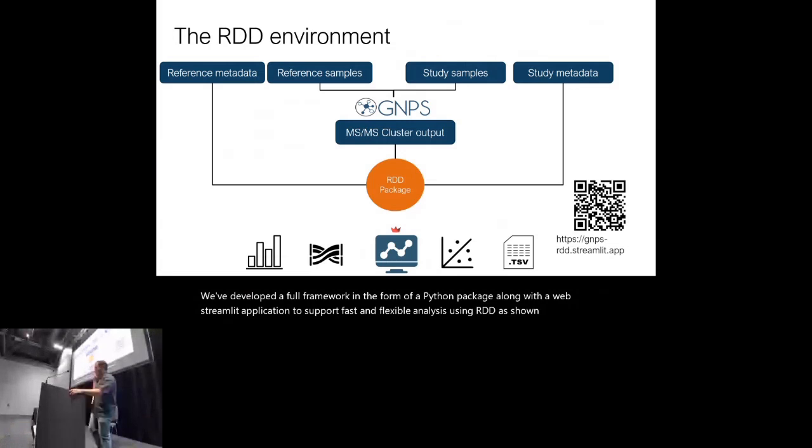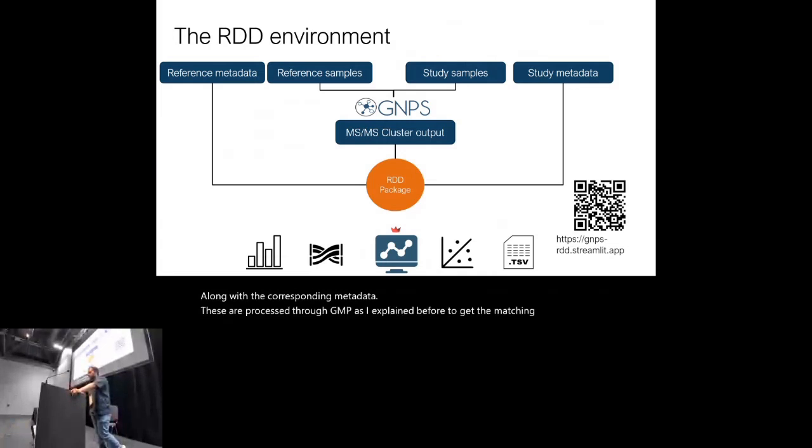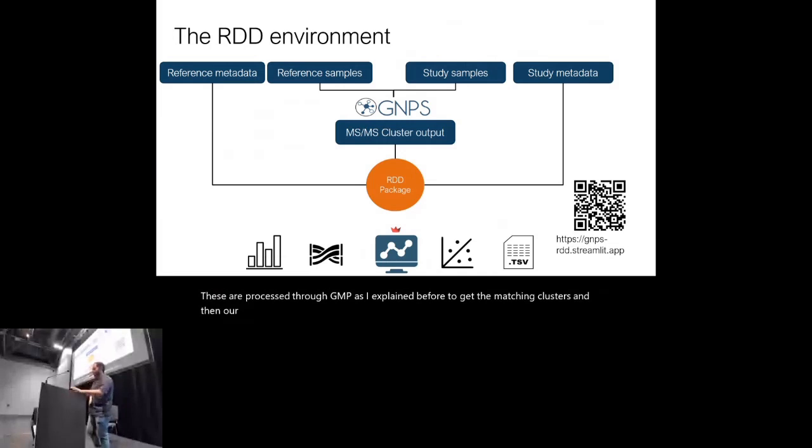Diagram. The workflow starts with the reference metadata, the reference and the MSMS data, along with the corresponding metadata. These are processed through GNPS, as explained before, to get the matching clusters. And then our RDD package takes over, using that output and metadata to generate the spectral match tables, the ontology level summaries, and a range of different visualizations and analysis.